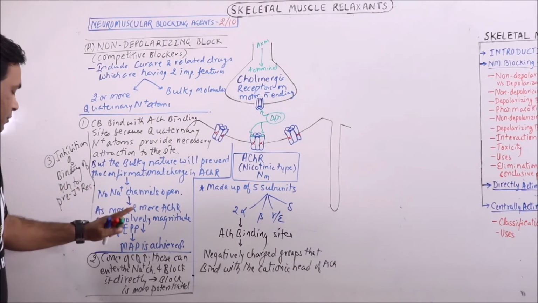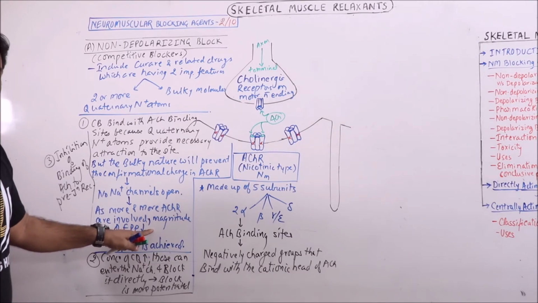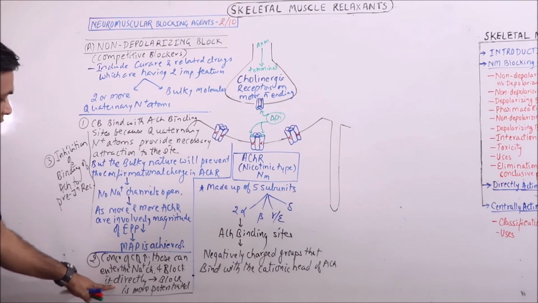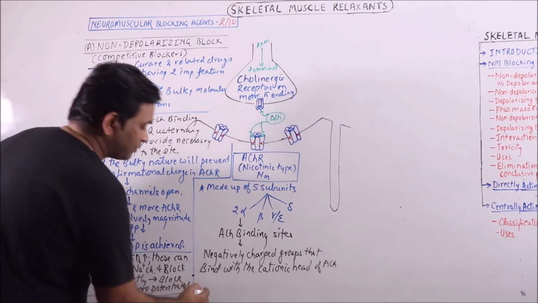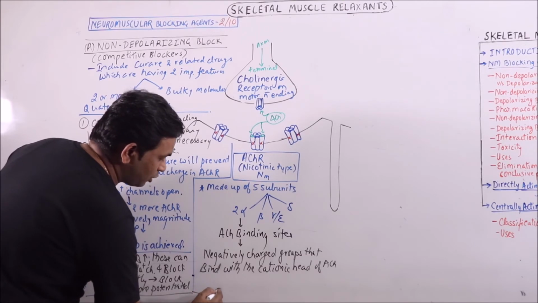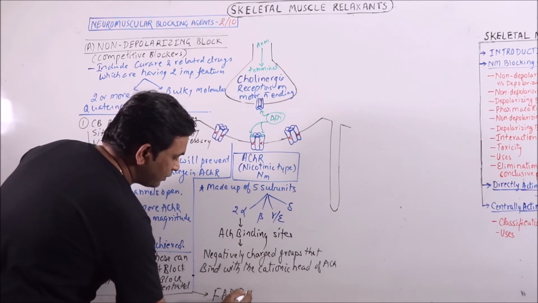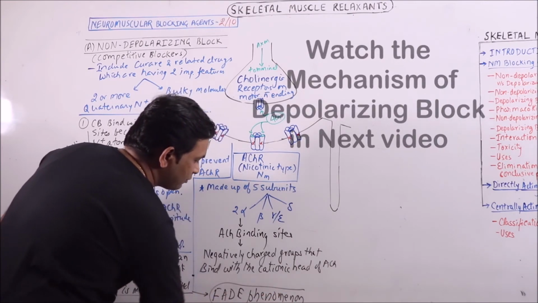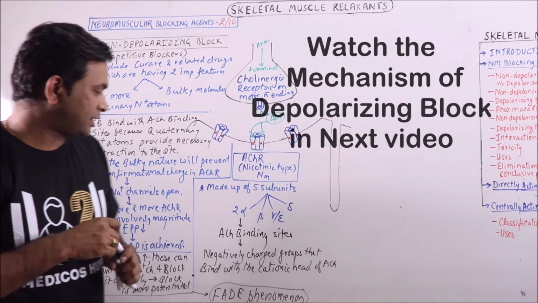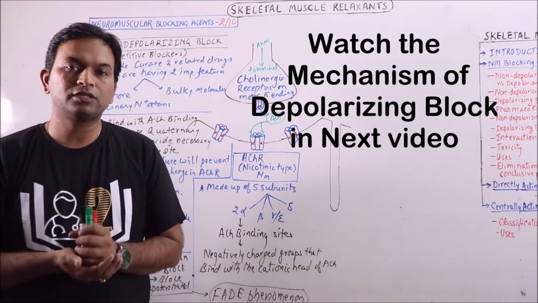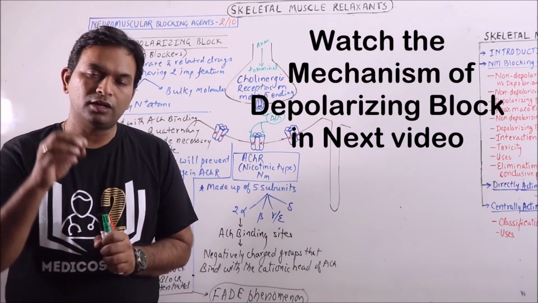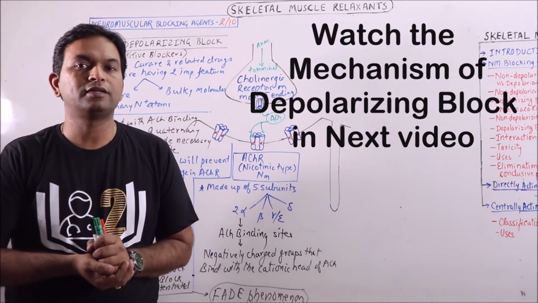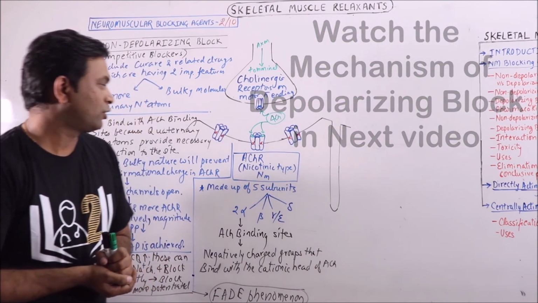This blockage can be antagonized by acetylcholine in vitro and partially antagonized by neostigmine in vivo. Important thing is that such blockers exhibit fade phenomenon, which means that twitch responses in condition of partial blockage will show decrease in magnitude progressively if repeated stimuli is given. So that is fade phenomenon.